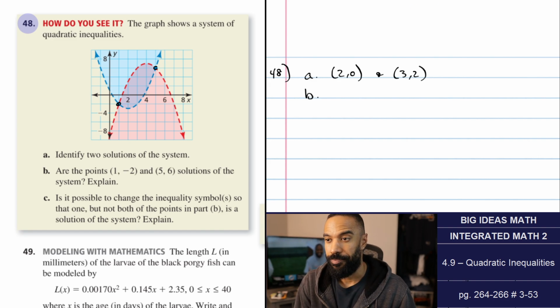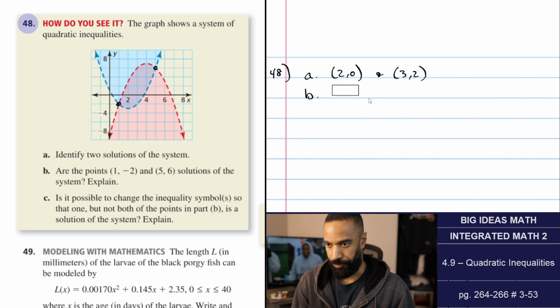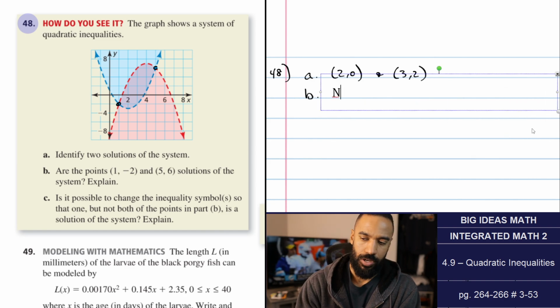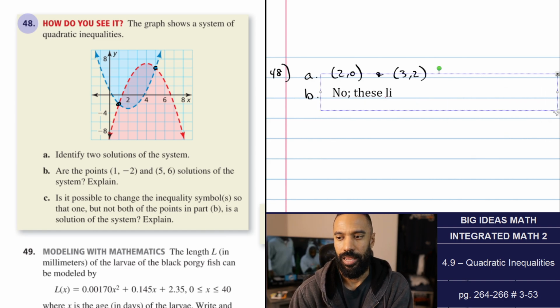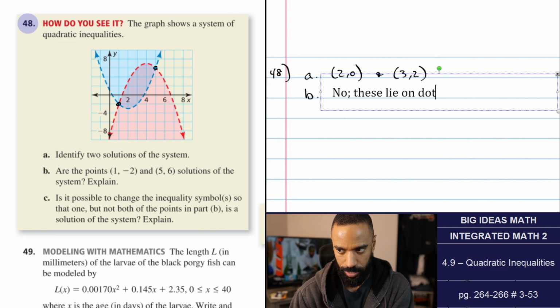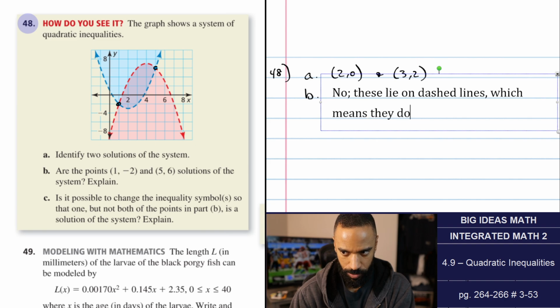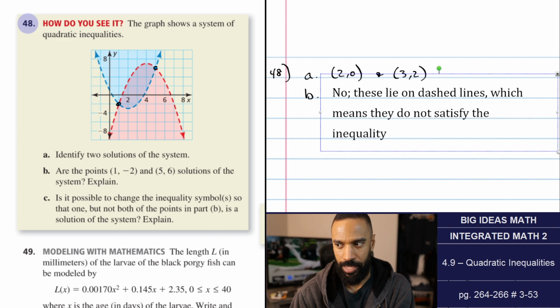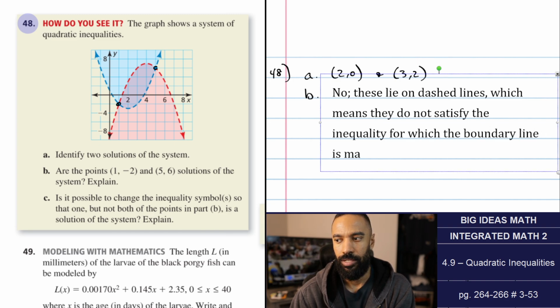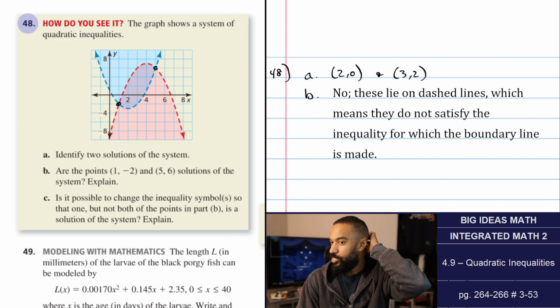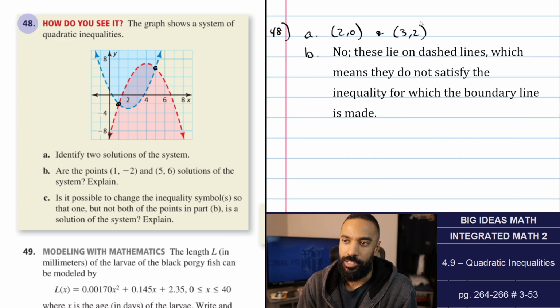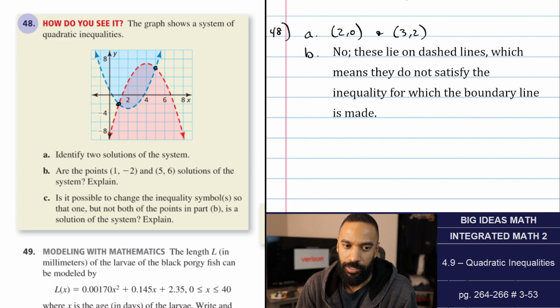Explain. They are not. No. These lie on dotted lines, dashed lines, which means they do not satisfy the inequality for which the boundary line is made. That means it's not a solution to the system. It needs to satisfy both, and if it's on a dotted line, even if it's part of the overlapping shaded region, then no.